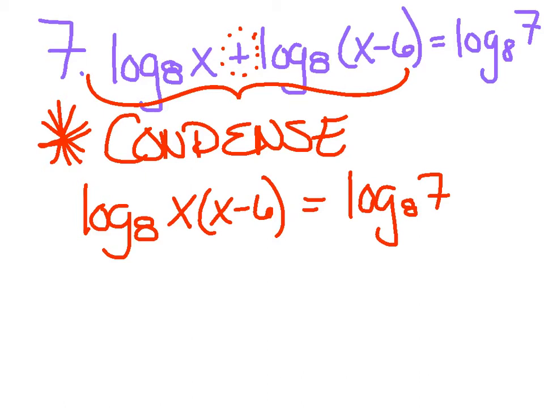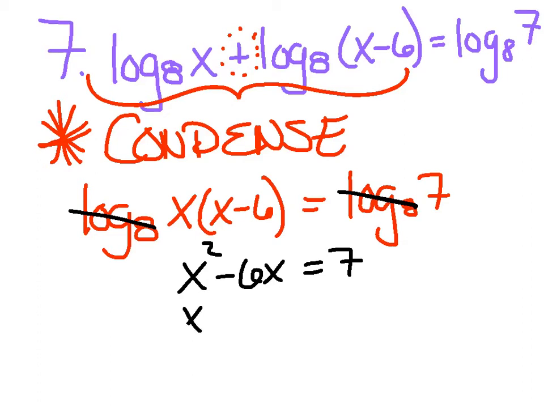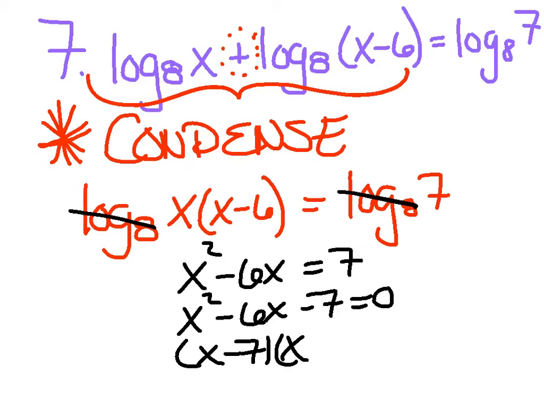When there's logs on both sides, we just cancel them out because they have similar bases. So now I'm just going to distribute: x squared minus 6x equals 7. Set it equal to 0, of course, before you factor and get your two values. I've got x equals 7 and x equals -1.